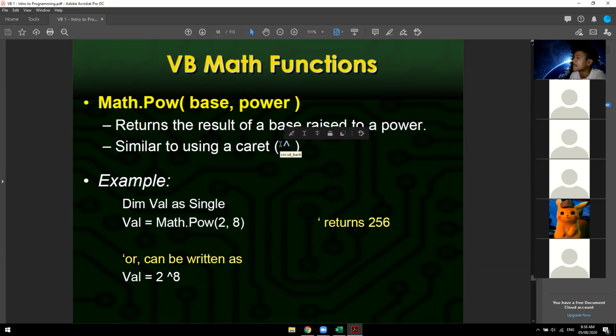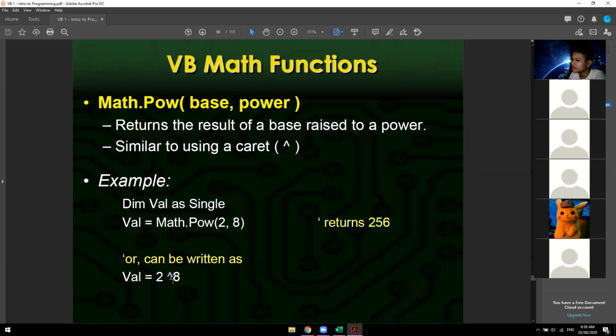Okay? Yung pala yung pangalan ng caret. Na yung sinasabing exponential operator. Pero caret para ito. Caret. Okay? So we have an example here. Dim file as single. So again, single. So tatanggap to or pwede siyang maglagay ng output na decimal or na may decimal. Okay? So math.pow, 2 yung base and then 8 yung power. So 2 raised to 8, this will return 256.